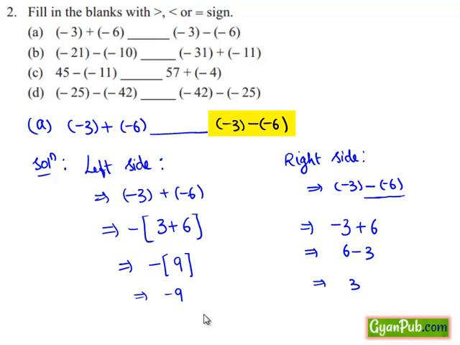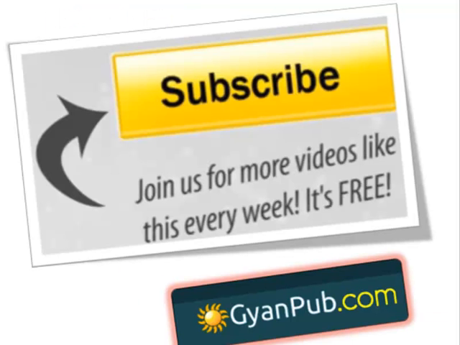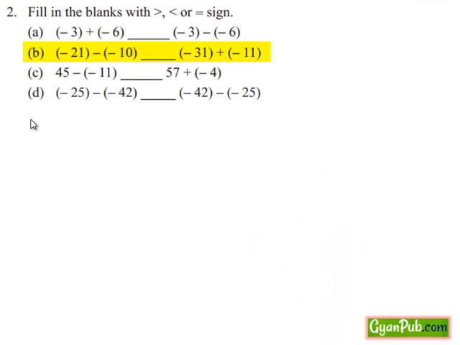For this equation, finally we got on the left hand side -9 and on the right hand side we got 3. Always a negative integer is less than a positive integer. So we will fill this blank with the symbol less than. Take down the B bit. -21 minus of -10 dash -31 plus -11.